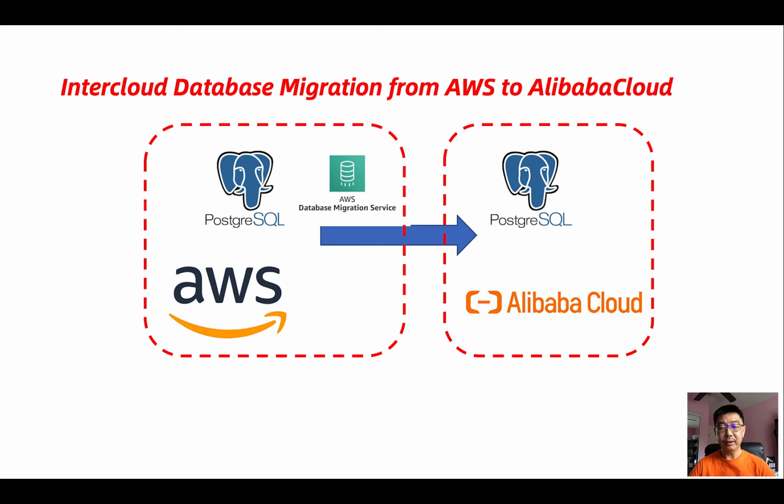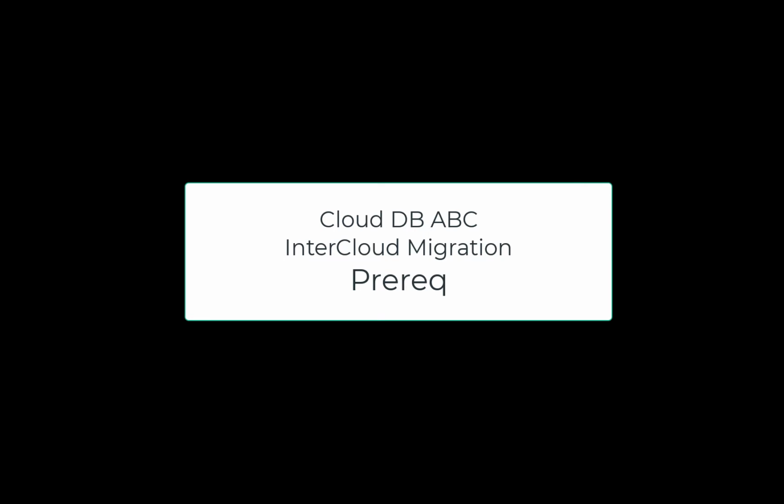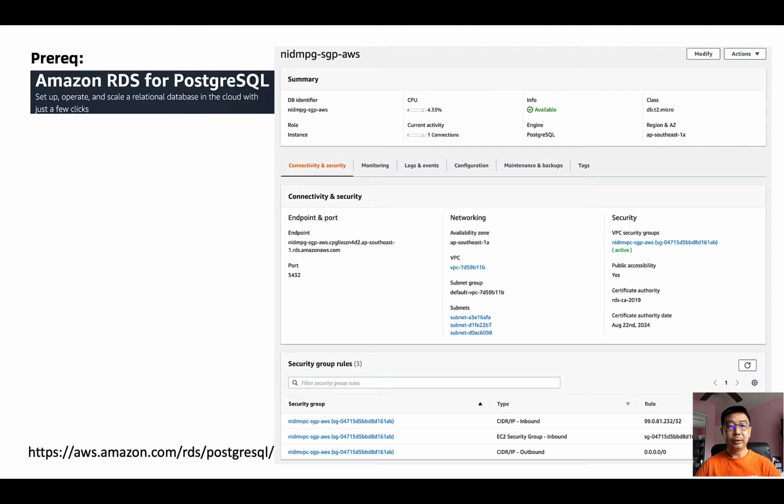In today's example, we will use PostgreSQL as the database instance, and leverage the existing PostgreSQL on AWS and the AWS Database Migration Service to migrate the same database to Alibaba Cloud. To access this example, there are several systems we need to set up.